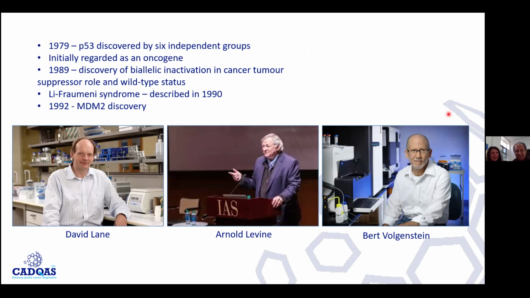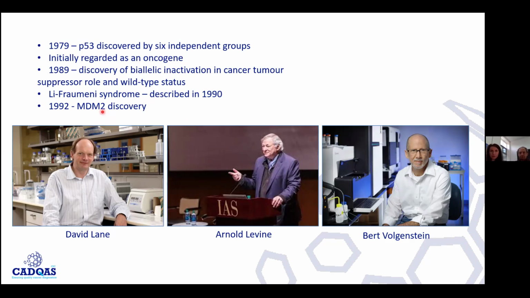I think P53 was bound to be discovered by multiple groups that identified the protein. Initially it was thought to be an oncogene, thought to induce cancer, but subsequently it was Bert Vogelstein's group who discovered that it is in fact a tumor suppressor. Then this was followed by the description of the P53 related syndrome of germline P53 mutation, Li-Fraumeni. I also put MDM2 here because it's probably one of the most important proteins that interact with P53.